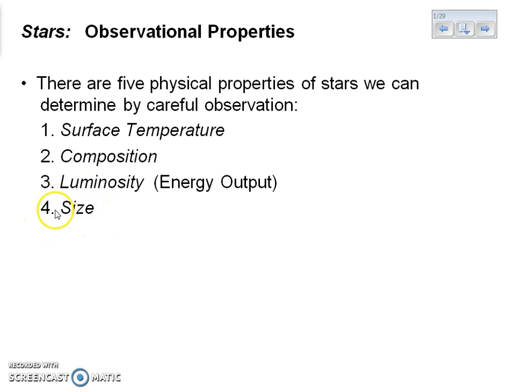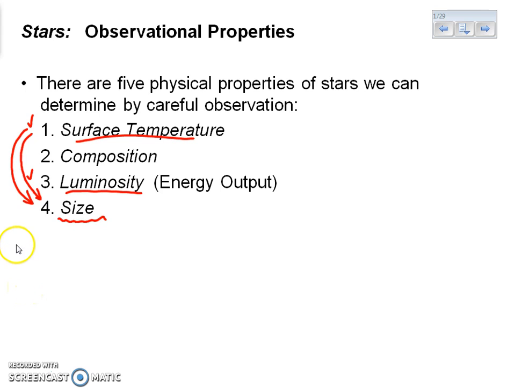So we're going to talk a little bit about the size, how you figure out the size of a star. The interesting thing is, it turns out that we can figure out the size of the star without actually measuring it directly. Because if we know the surface temperature, and we know the luminosity, those two things are related to each other by the size of the star. So if we know surface temperature and we know luminosity, we can eventually find size. And we'll see that in just a little while.